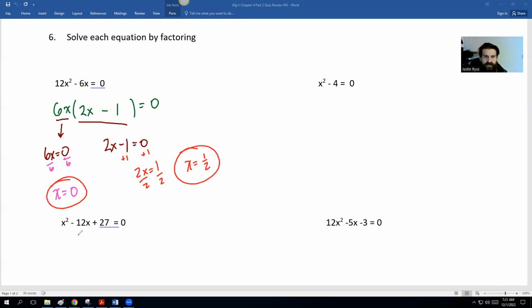So remember, with solving by factoring, you're more than likely going to get two solutions here. This one would be 0 and 1/2.